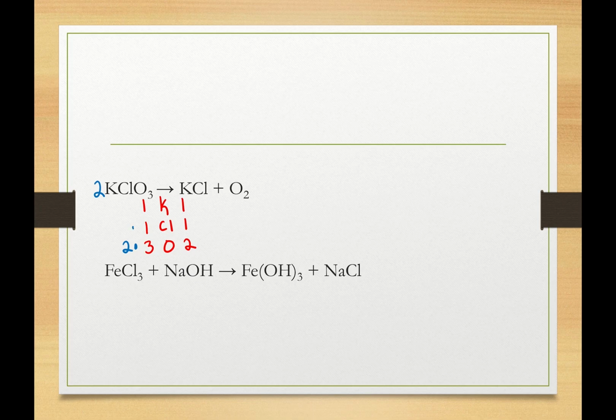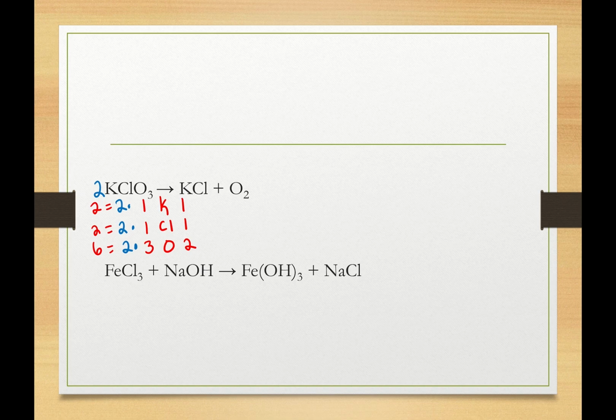Doing so will also multiply the chlorine by 2 and the potassium. So now I have 6 oxygens, 2 chlorines, 2 potassiums. Doing so has caused our potassium and our chlorine to no longer be balanced. And that's okay. Sometimes this is going to happen, but it all works out in the end because we're going to adjust now. So now I have 2 potassiums on the left and only 1 on the right.